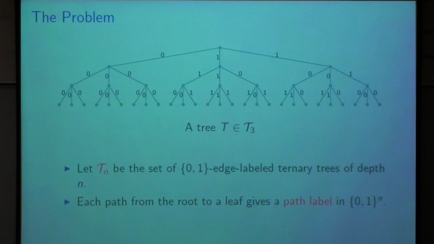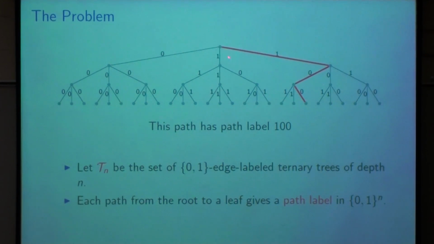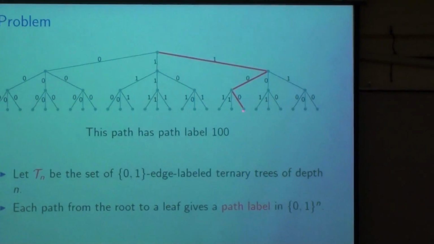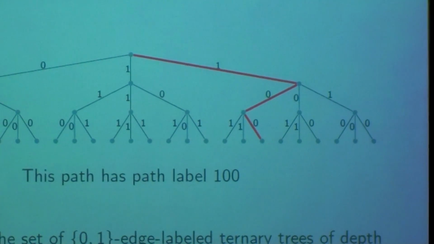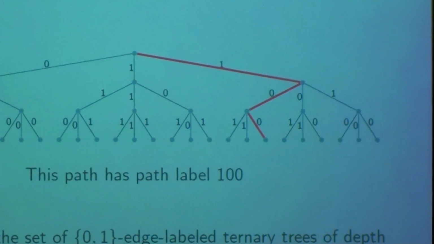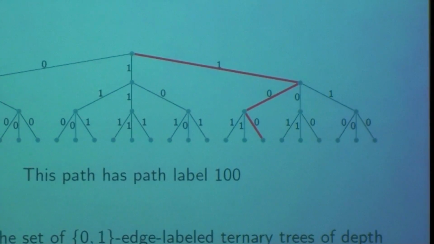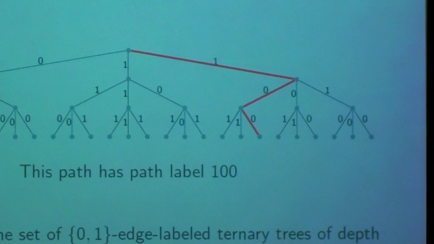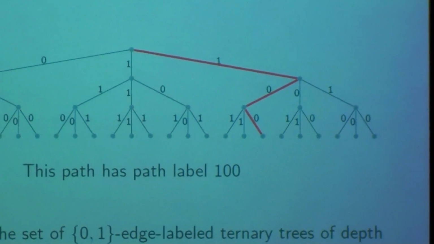If you look at a path from the root of this tree to any leaf, the edges along that path come with labels, either 0 or 1 for each edge. And if you read out the labels along the edges in the path, you get what we call a path label. So for example, here's your root. If you look at the path from the root to this leaf over here, the path label is 1, 0, 0. It's just a bit string whose length is the same as the depth of the tree, in this case 3. 1, 0, 0 is the path label for that path highlighted in red.